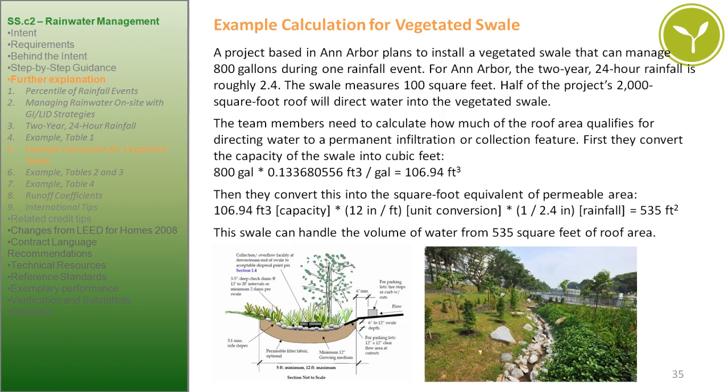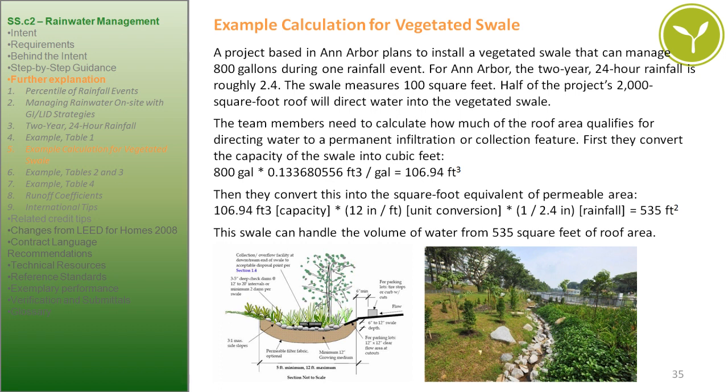Example calculation for vegetated swale. A project based in Ann Arbor plans to install a vegetated swale that can manage 800 gallons during one rainfall event. For Ann Arbor, the 2-year 24-hour rainfall is roughly 2.4 inches. The swale measures 100 square feet. Half of the project's 2,000 square foot roof will direct water into the vegetated swale. The team members need to calculate how much of the roof area qualifies for directing water to a permanent infiltration or collection feature. First, they convert the capacity of the swale into cubic feet.